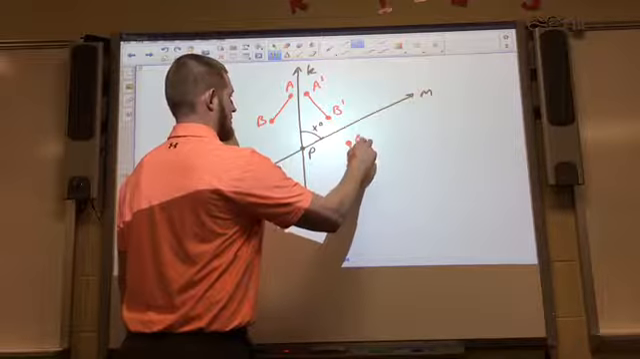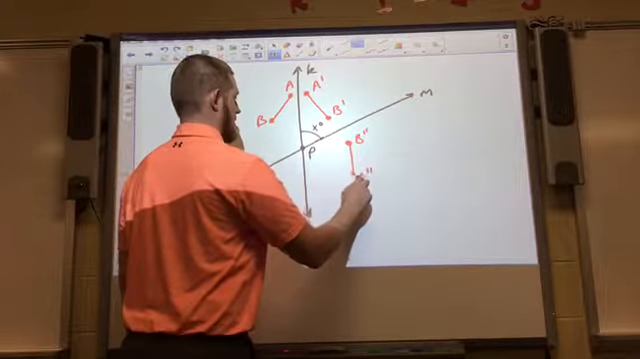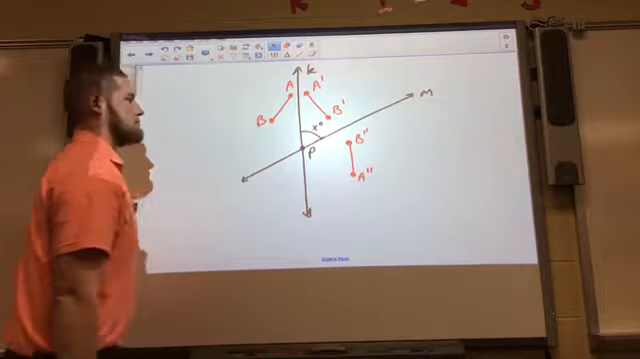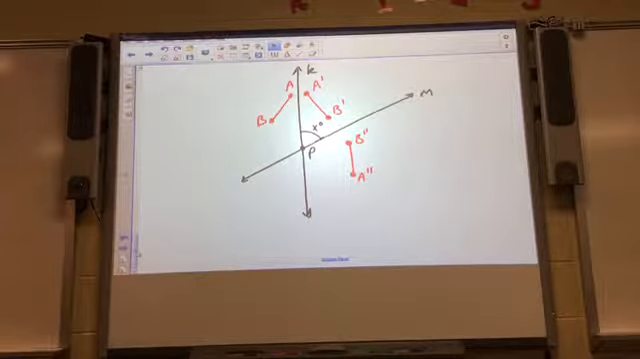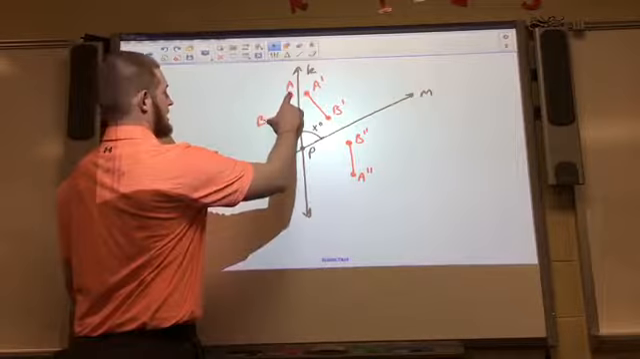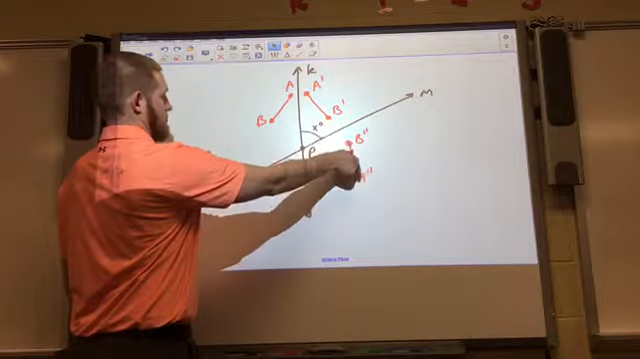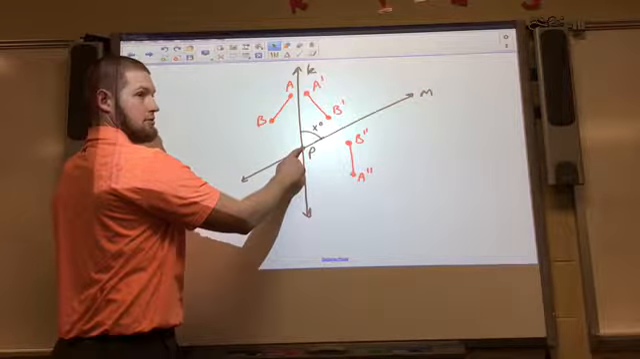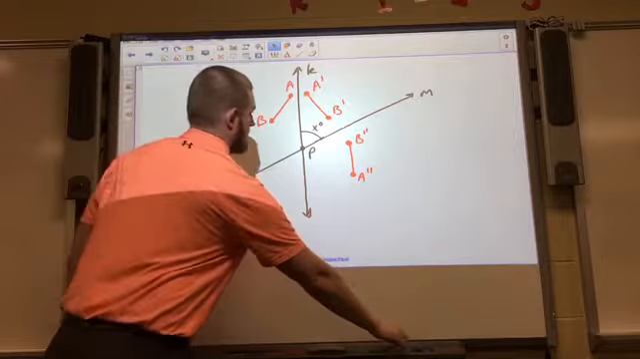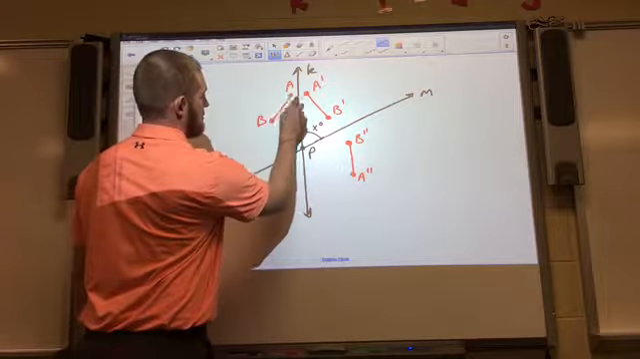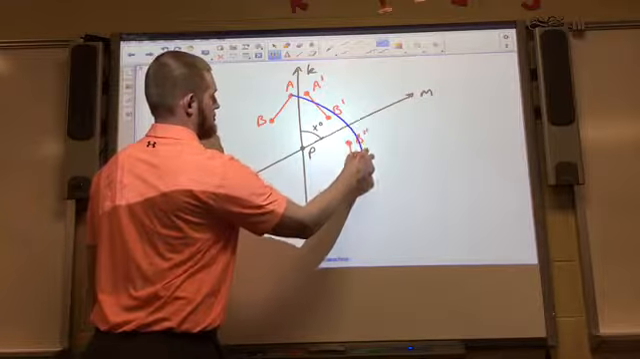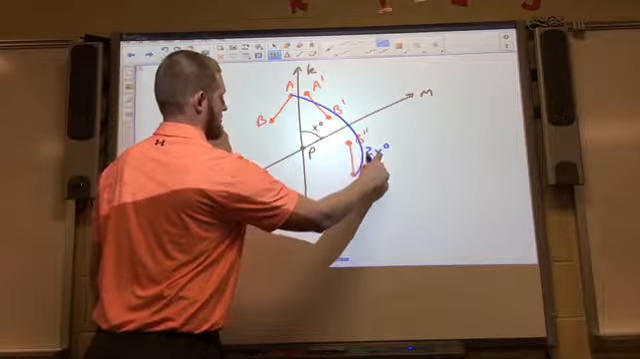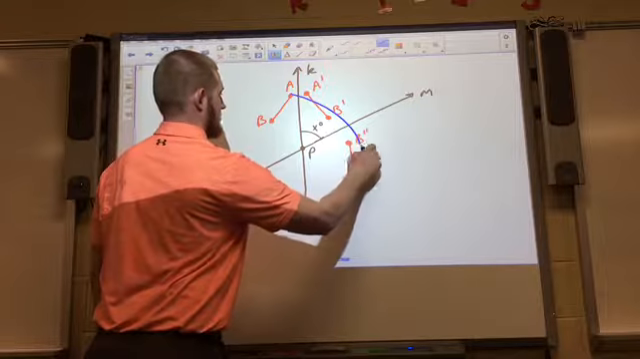Which gives me B double prime and A double prime. And if I do a double reflection, that is actually the same thing as just taking AB and rotating it around this point to X degrees. Maybe I want to put that in a better place.